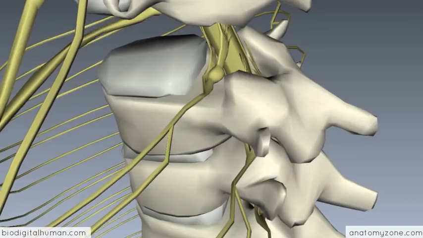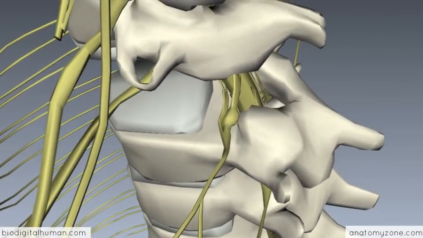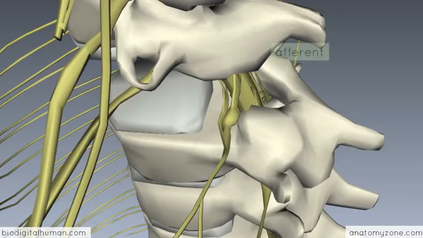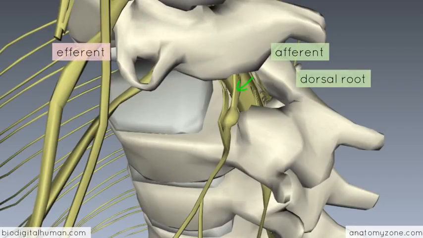If I rotate the model round slightly more, you'll notice that there's a swelling of the dorsal root. This is known as the dorsal root ganglion, and this dorsal root ganglion contains the cell bodies of the primary afferent neurons which enter into the dorsal horn of the spinal cord. The cell bodies of the ventral root are actually contained within the grey matter of the spinal cord. I'll talk about this in more detail in the next part of the tutorial, but essentially you've got primary afferent neurons entering via the dorsal root, and you've got the efferent neurons leaving via the ventral root.